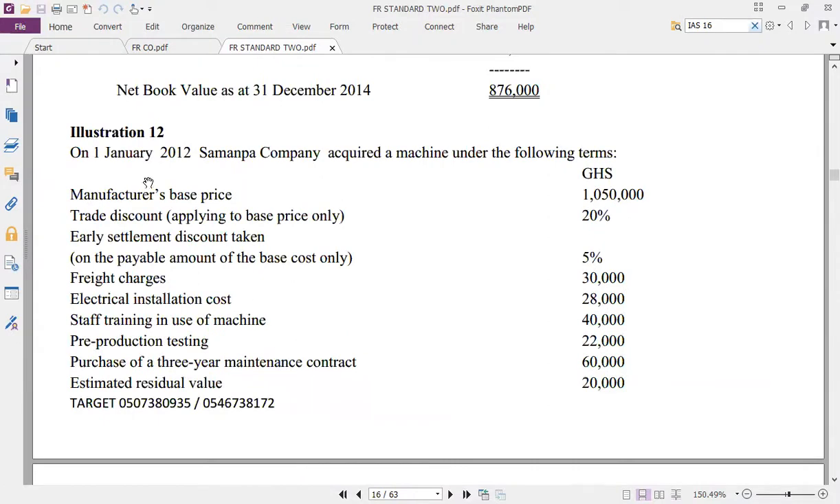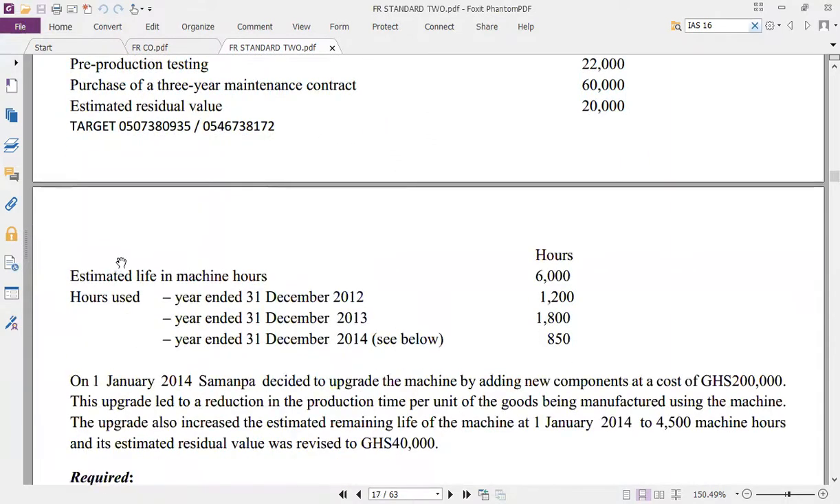So let's see the question. On January 1st, 2012, Samantha Company acquired a machine under the following terms. Manufacturer base price, everything, all of them are there. Let's go to the notes.